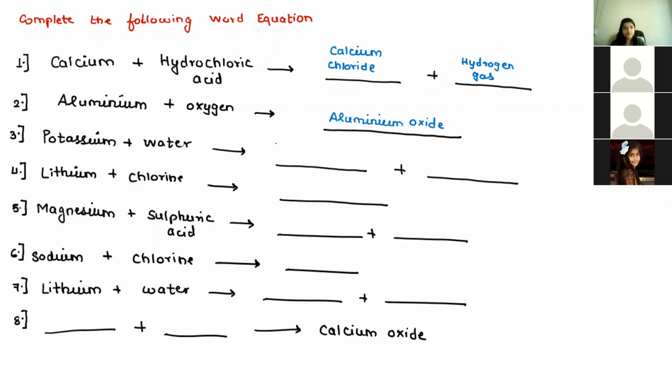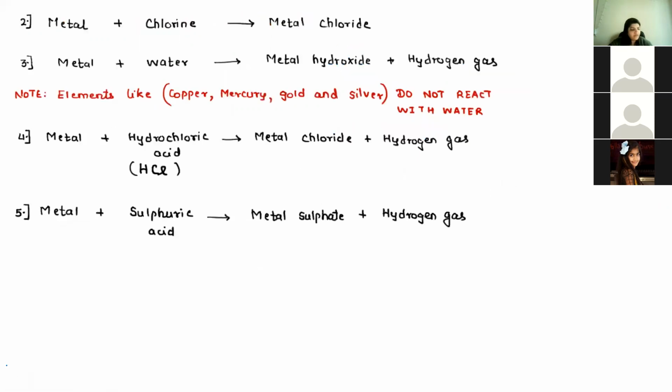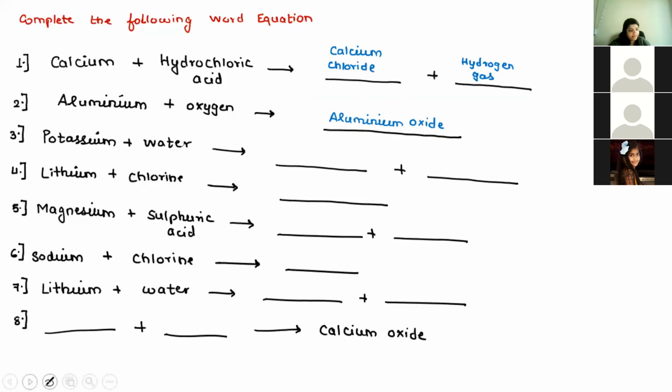Potassium plus water. Check your general equation. What is metal plus water will give you? Check your previous question. Is it like aluminium? It is not aluminium, no, it is potassium hydroxide. Yes, and that's correct. Plus hydrogen gas. Very good. It is potassium hydroxide plus hydrogen gas. That's correct.